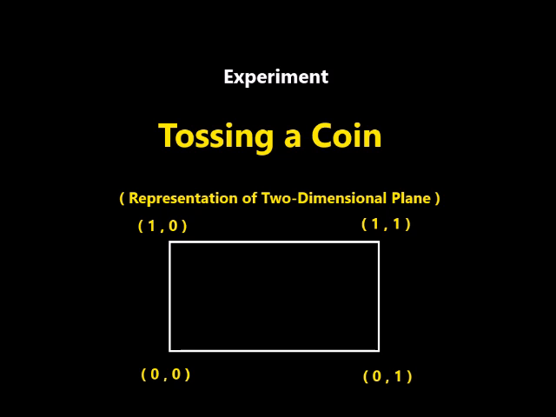Then the next outcome, capital T and capital H, signifies tails on the first toss and heads on the second toss, and it would be represented as 0 and 1. And along the same lines, 1, 1 would represent heads on the first toss and heads on the second toss as well.